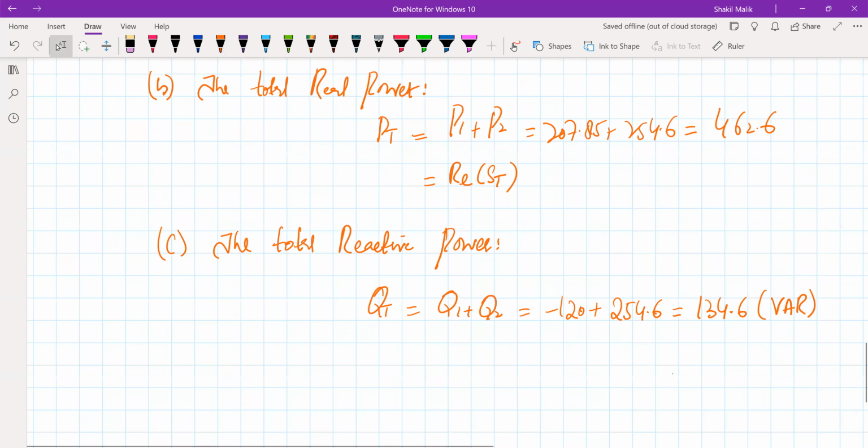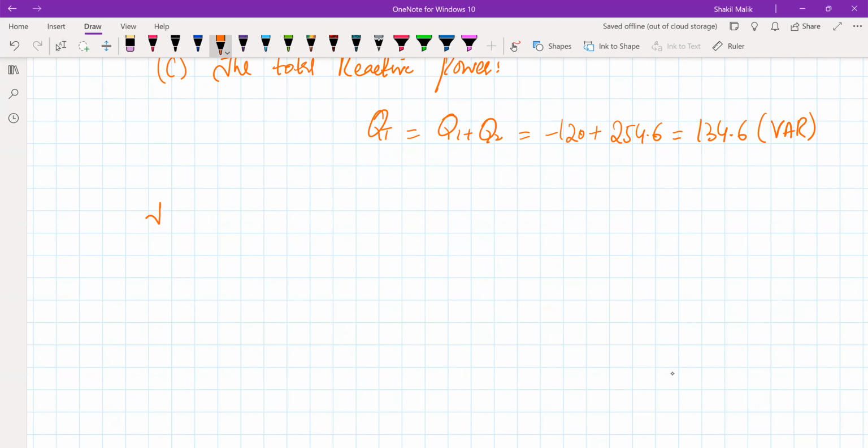Okay, so the last point that we needed to find is the power factor. The power factor, denoted by PF, means the power factor of the circuit or of the source, and it is equal to the real power divided by ST.